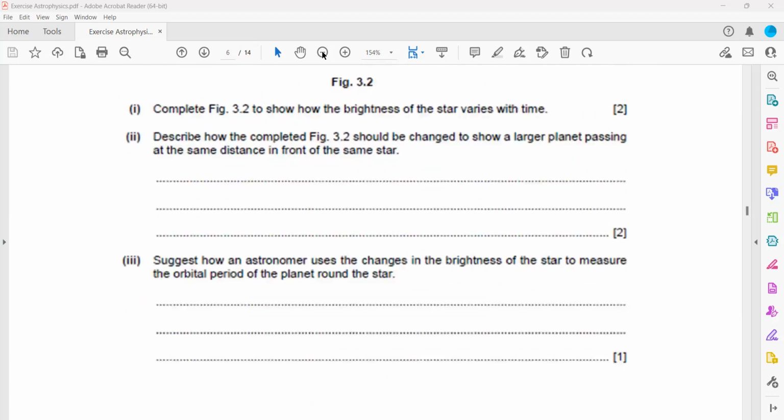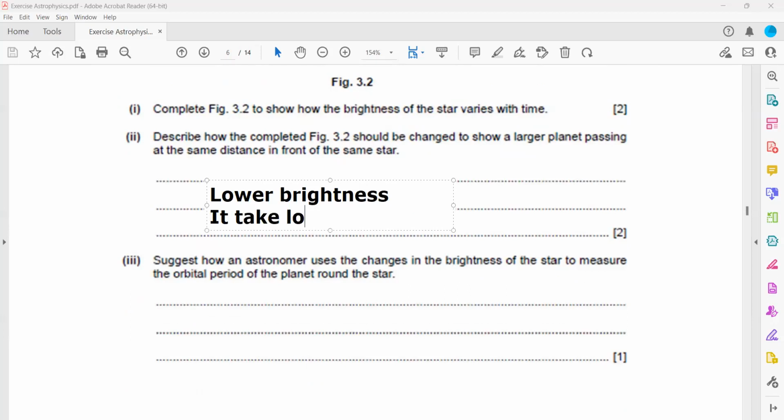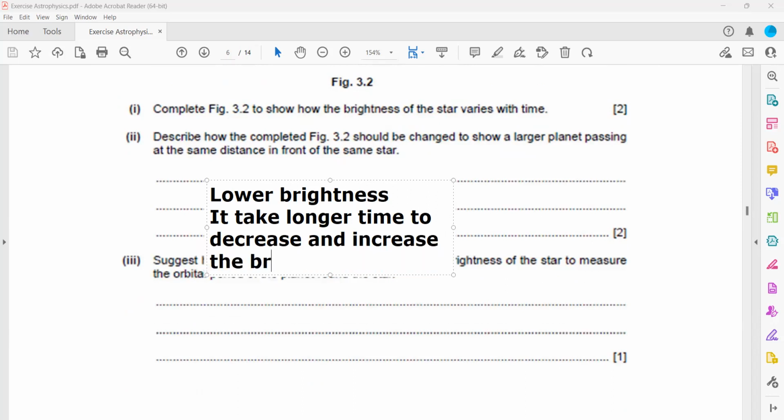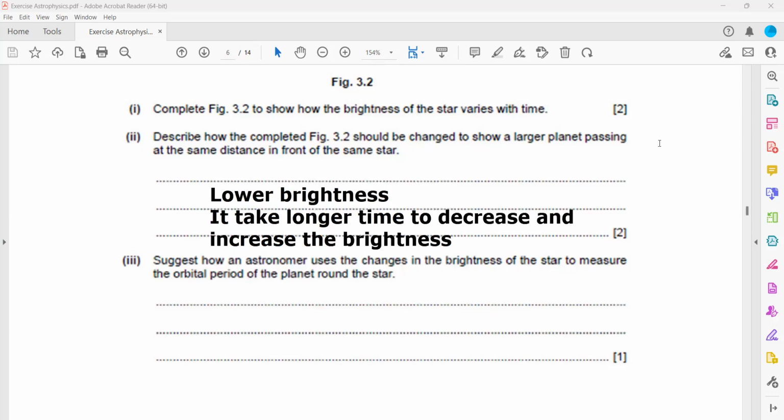Number one, that it will have a lower brightness, and it will take longer time to decrease and increase the brightness. Because when it is entering, it will take longer time. When it is leaving, it will also take longer time. That's why. Is it clear?